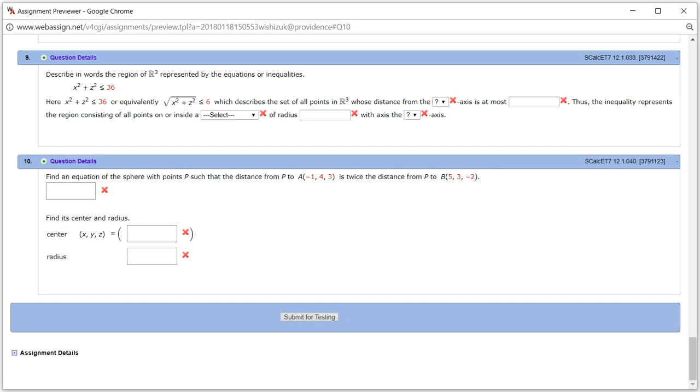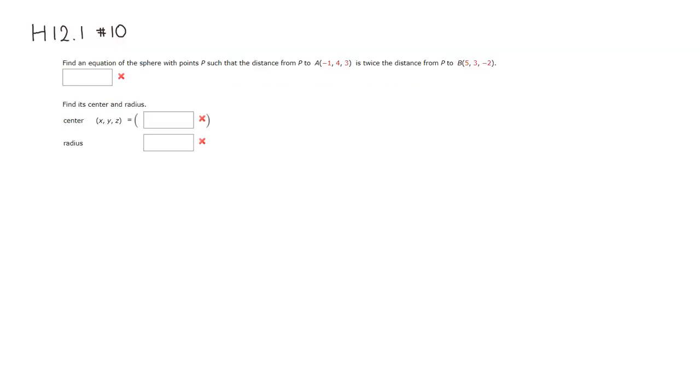Alright, let's look at the homework 12.1, problem number 10. We want to find an equation of the sphere with points such that the distance from A is twice as long as the distance from B. Alright, so let's do that.